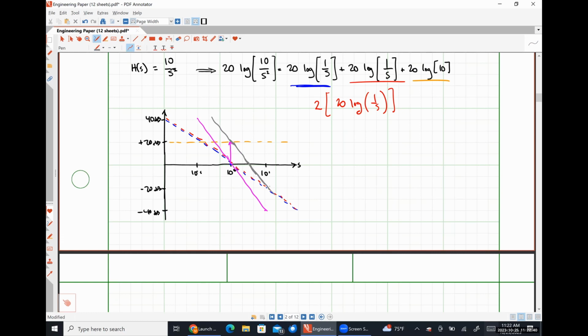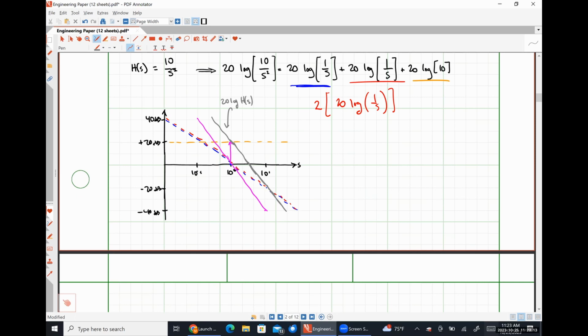And putting all of this together, the gray curve is what my actual frequency response of the entire system looks like, right? So this is where I have my 20 log of H of S, my gray curve. So I've literally just added these three constituent components together point by point, right? So right here, I have 20 decibels plus 20 decibels plus 20 decibels. So realistically, this would be up here at 60.